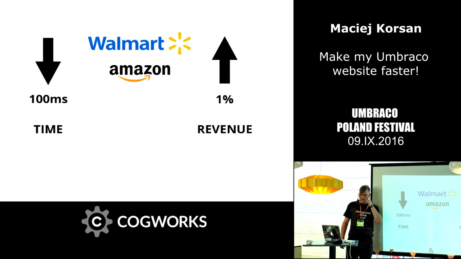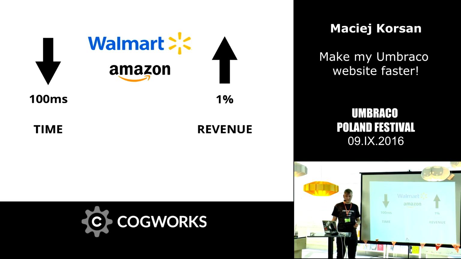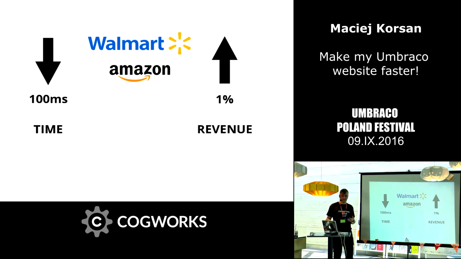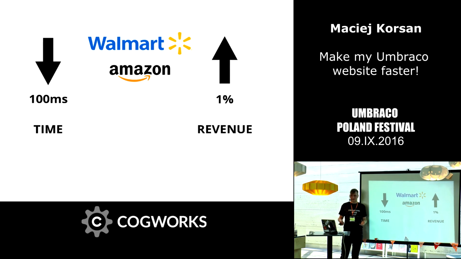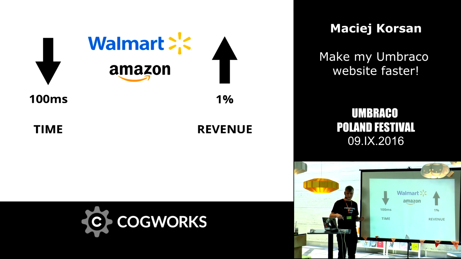But we've got these two big companies which have pretty big online stores, and they do some research. Basically, they want to have bigger revenue, so they invest something into the research. So if the website load time goes down by 100 milliseconds, the revenue rises by 1%. If you earn a lot of money, 1% is also a lot of money. So 100 milliseconds is a pretty long time in this case.